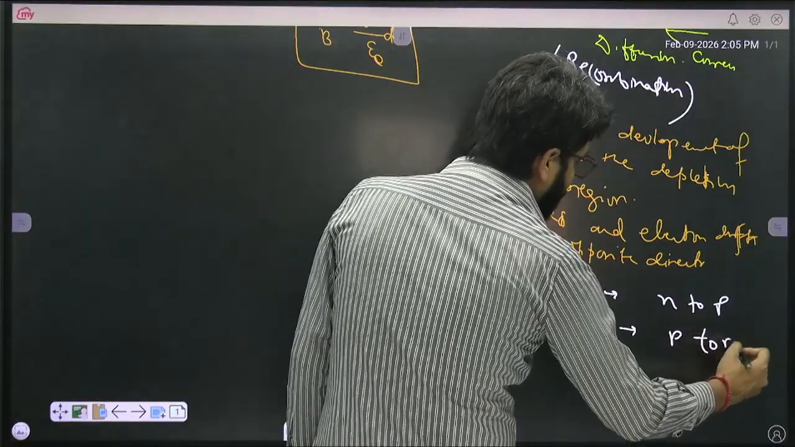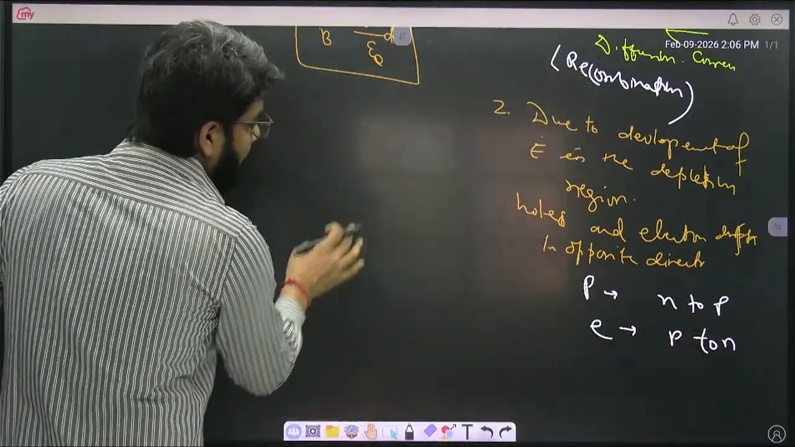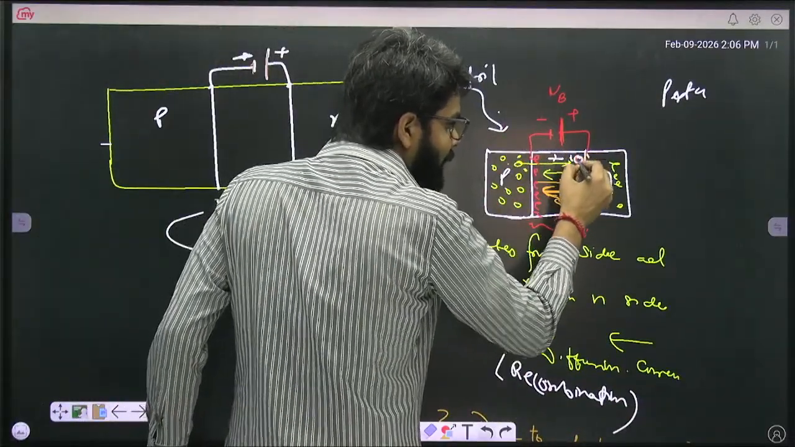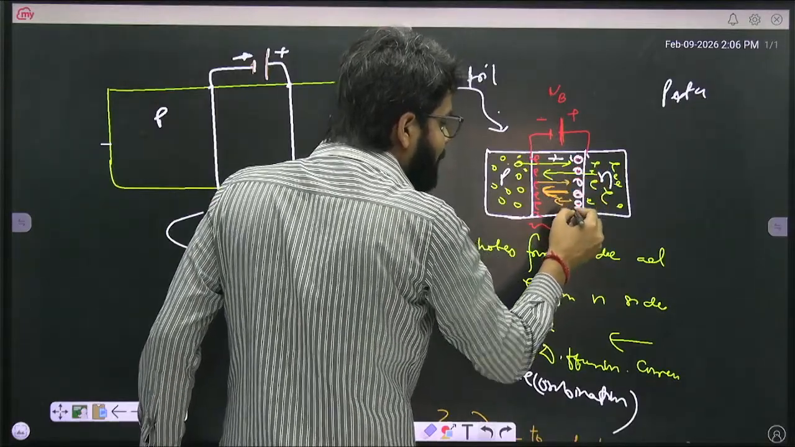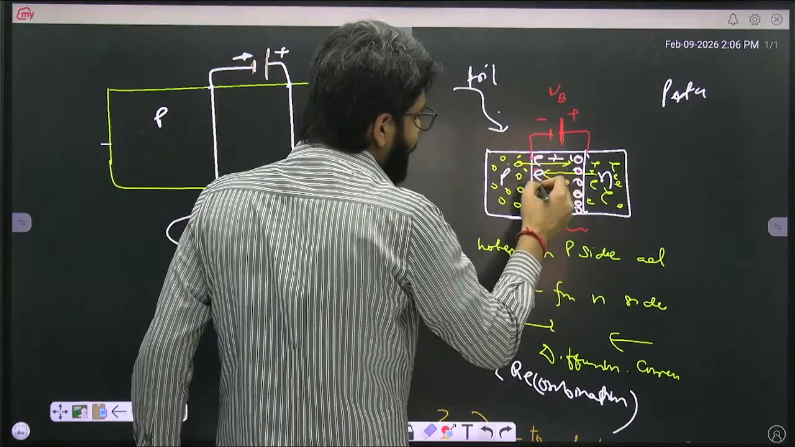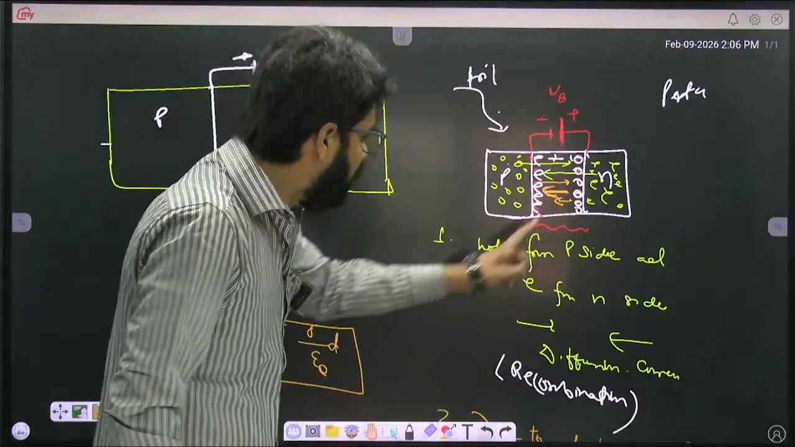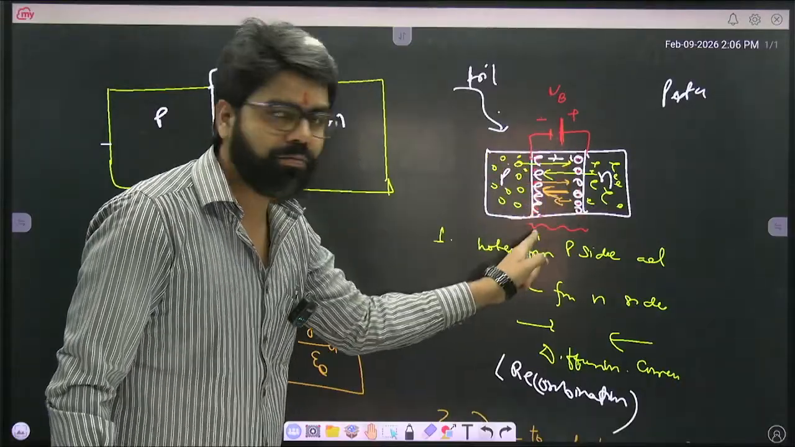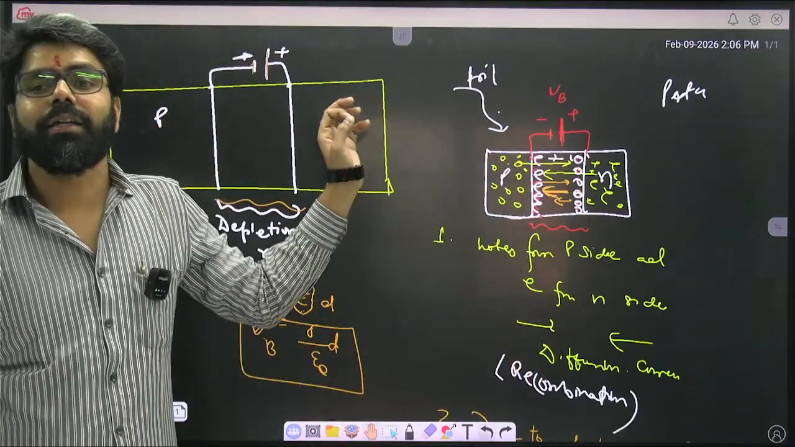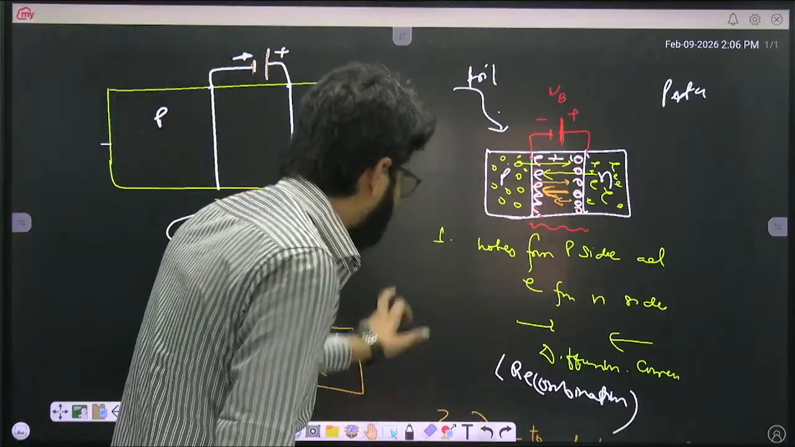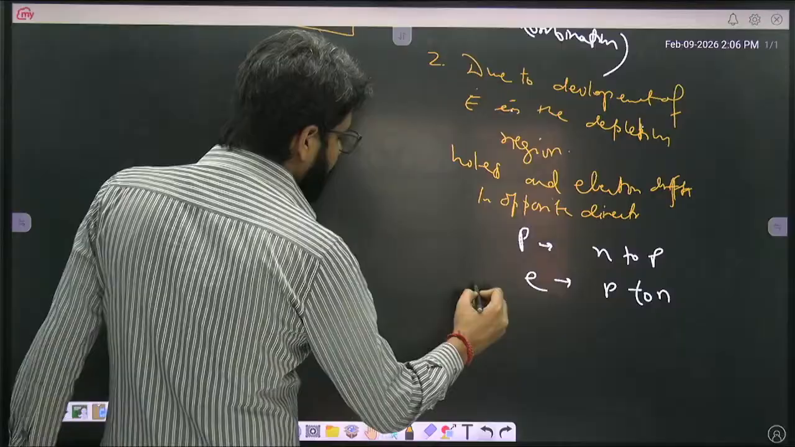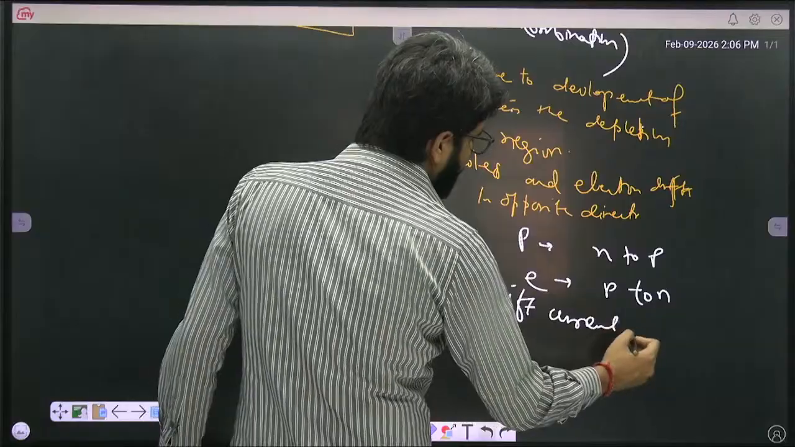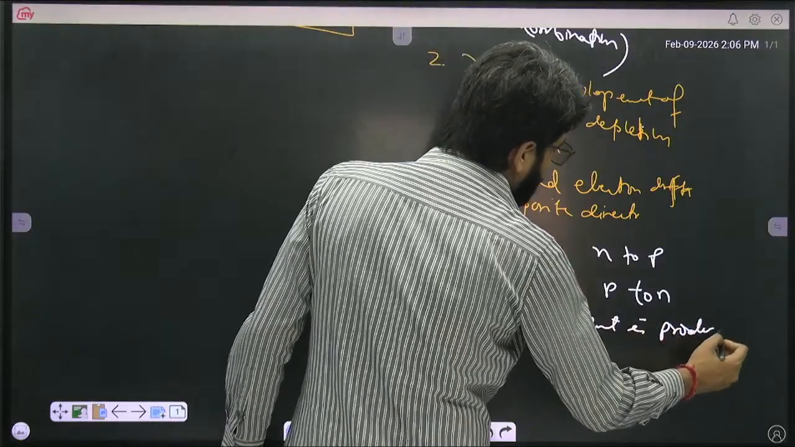Do not take it wrong. Okay, why? Because those electrons and holes which have already reached the other side start drifting in the backward direction. So the holes move from N to P and electrons start drifting from P to N, due to which drift current is generated. Drift current is produced.